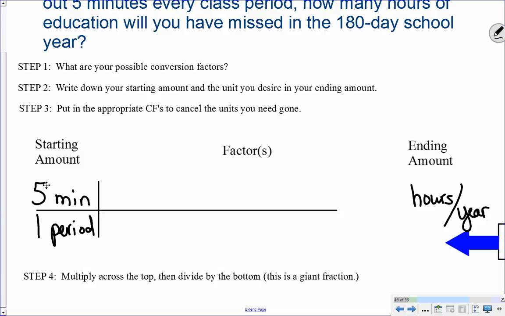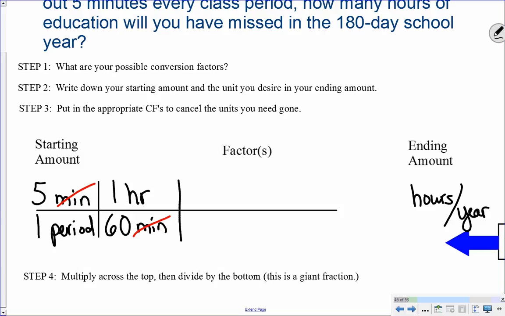One thing that I know I want my answer is hours. So you do need to use your brain a little bit sometimes. One thing that I can easily do is say, hey, I know there are 60 minutes in 1 hour. So that will allow me to get rid of my minutes. Now I have one of the units that I want in my answer, which is my hours.